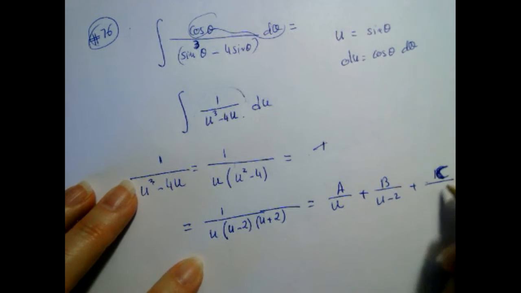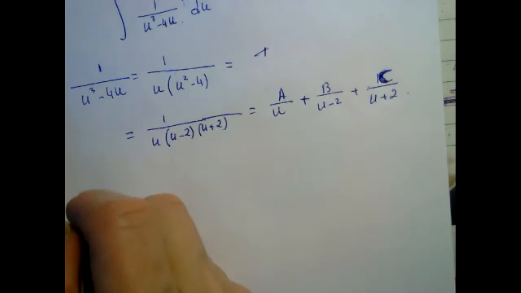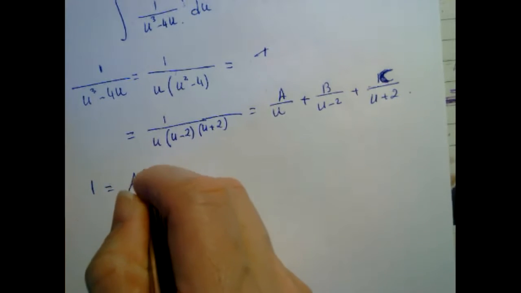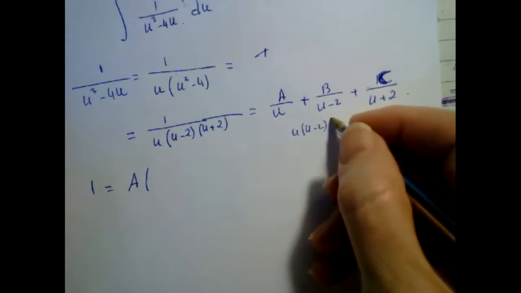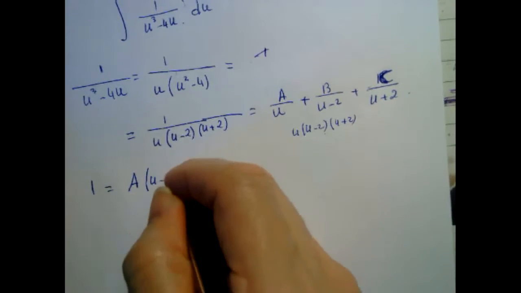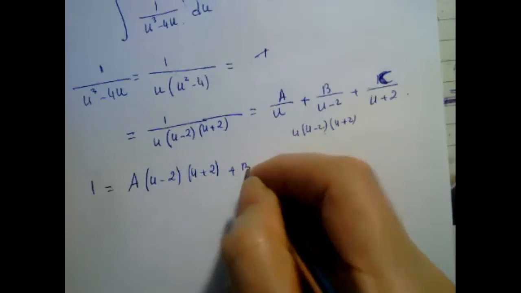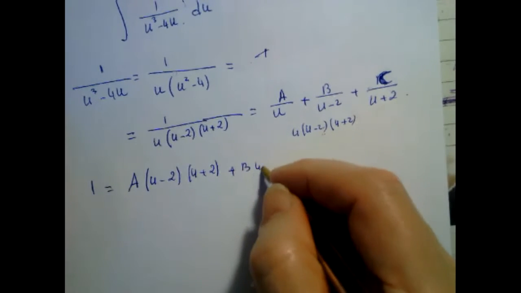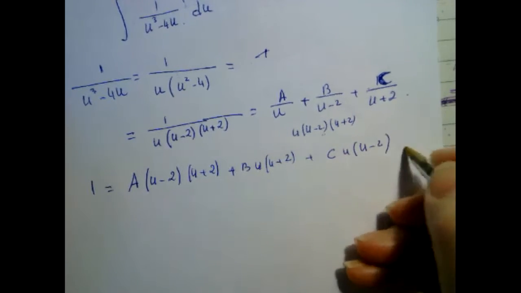Over u plus 2. Now I multiply across by the common denominator. I will have 1 equal A times the common denominator, which is (u minus 2)(u plus 2), so A is left with (u minus 2)(u plus 2), plus B. If I multiply by that, I will be left with u times (u plus 2). And the C would leave me with u times (u minus 2).